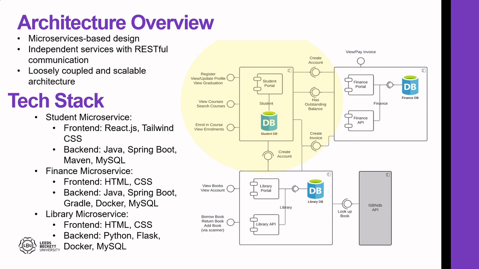Each of these was chosen for the following reasons: React and Tailwind for a fast, component-driven UI for the student service. For the back end, I used Spring Boot, with Maven and Gradle respectively for the student and finance services, to ensure that dependencies are managed well, and a production-ready Java framework with built-in DI and testing support. Flask is lightweight for the library API and allows rapid development in Python.